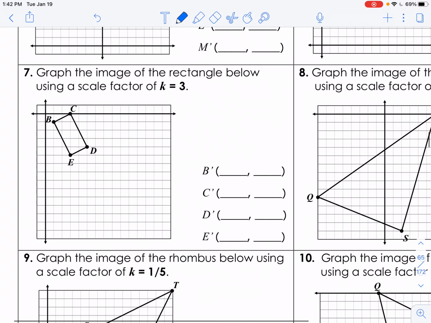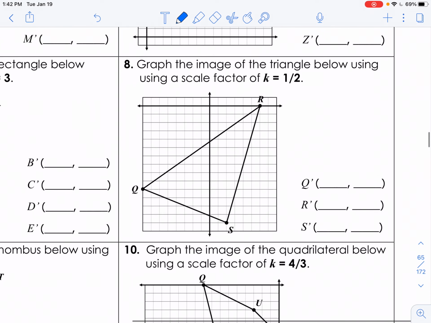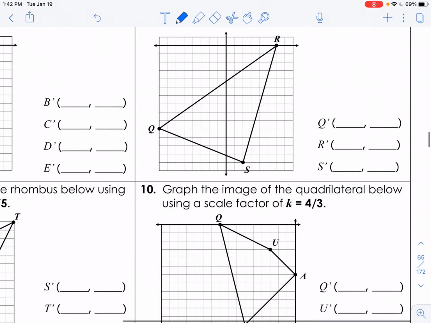All right, I want to do one more example. Let's see. Let's go to number 8. I want to do number 8. Do I want to do number 8? I don't know. Let's see.